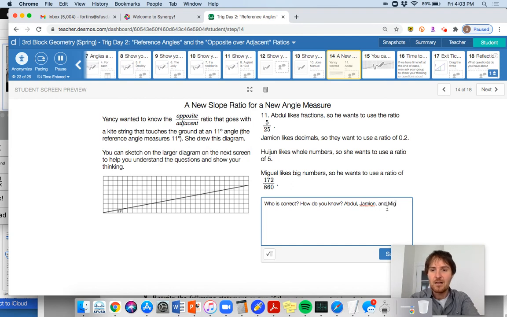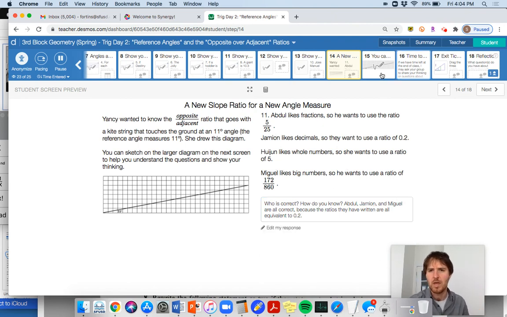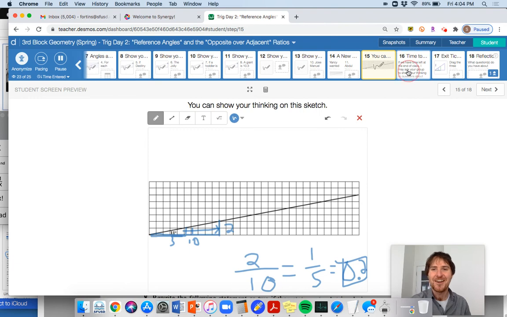Okay, Abdul, Hamyon, and Miguel are all correct because the ratios they have written are all equivalent to 0.2. They are, right? We can prove that. I kind of talked through it, and that's a great justification if you put that up there. Great, because I wrote it, right? All right, let's keep going here.